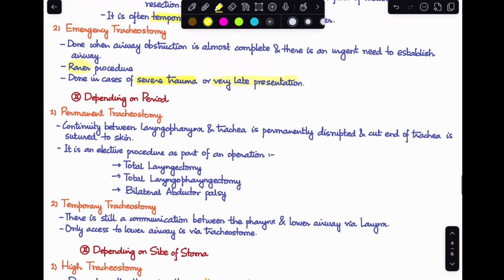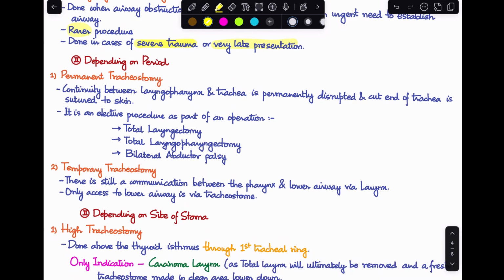Second is depending on the period, we can divide it into a permanent tracheostomy or a temporary tracheostomy. A permanent tracheostomy is where the continuity between the laryngopharynx and the trachea is permanently disrupted, and the cut end of the trachea is brought out to the external surface and sutured to the skin. That is when we have a permanent tracheostomy. And this is usually done as an elective procedure as a part of other surgeries like a total laryngectomy or a total laryngopharyngectomy or a case of bilateral abductor palsy. So these are all cases where we perform a permanent tracheostomy.